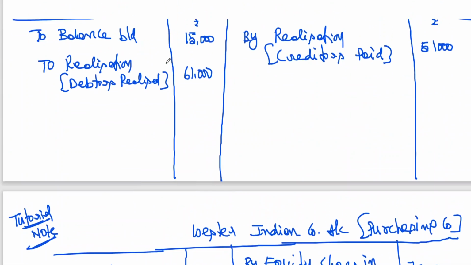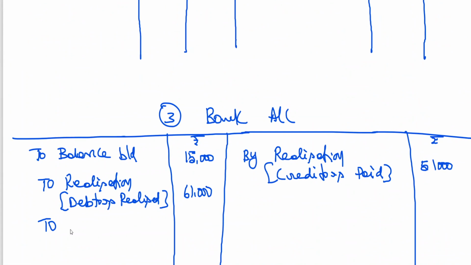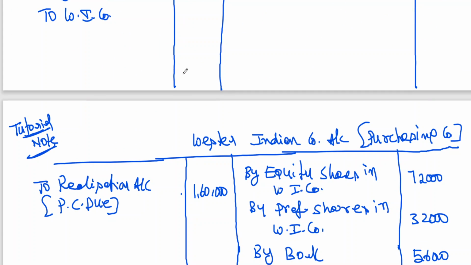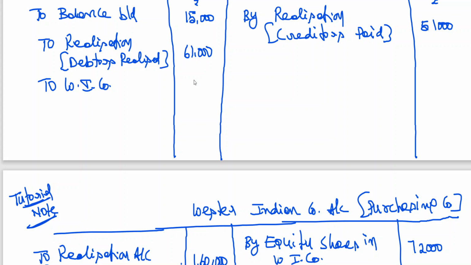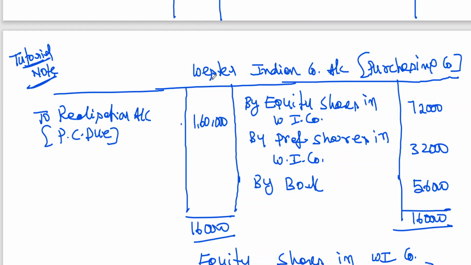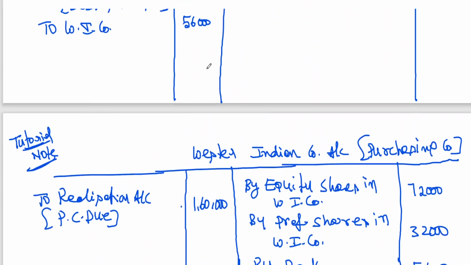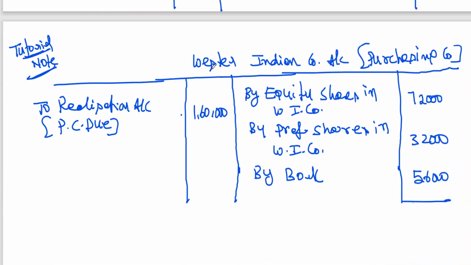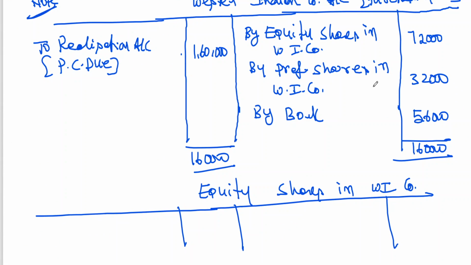Now in bank account I should write to Western Indian Company 56,000. Clear to all of you? Then next, preference shares in Western Indian Company have been received. Entry: preference shares in Western Indian Company, equity shares in Western Indian Company to Western Indian Company.